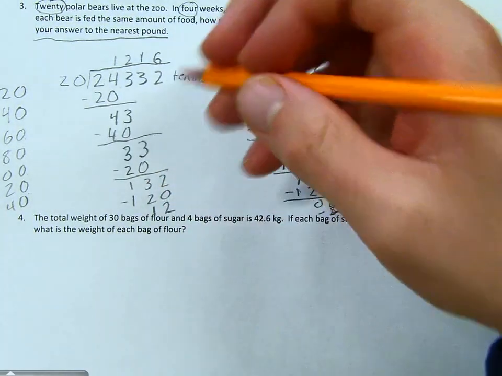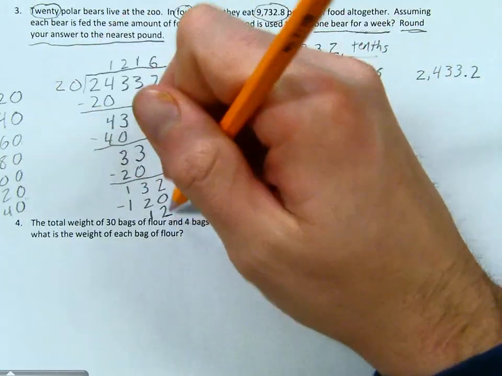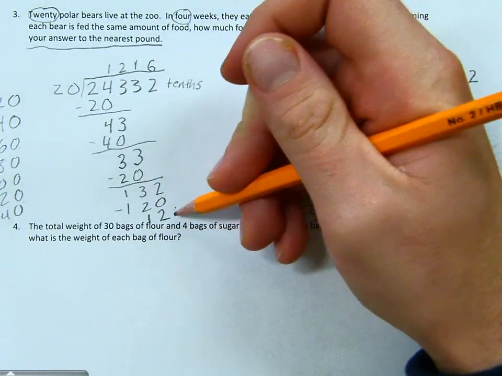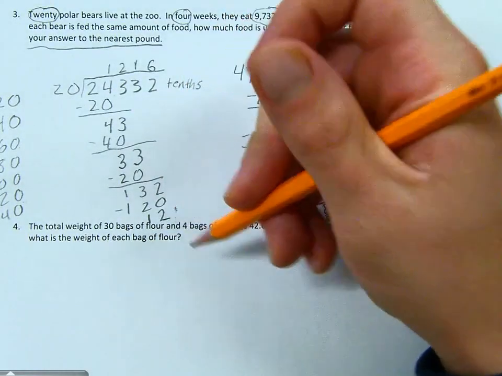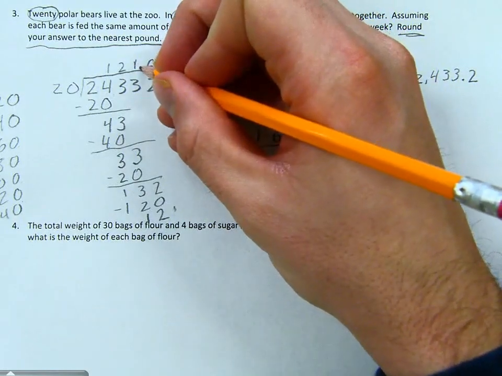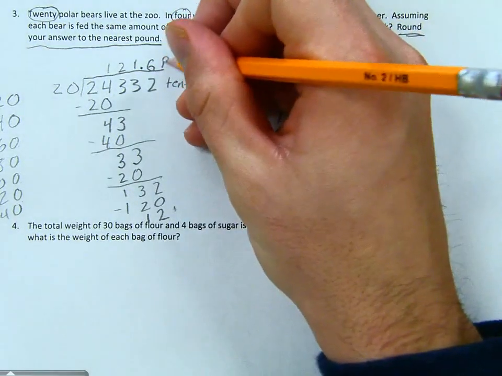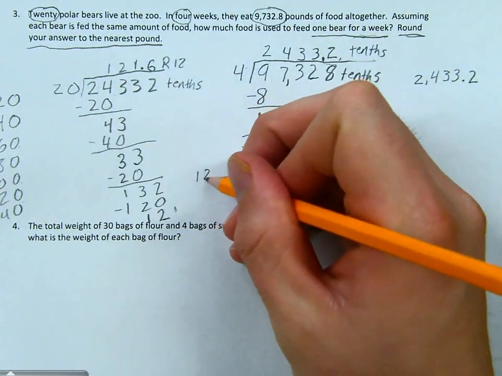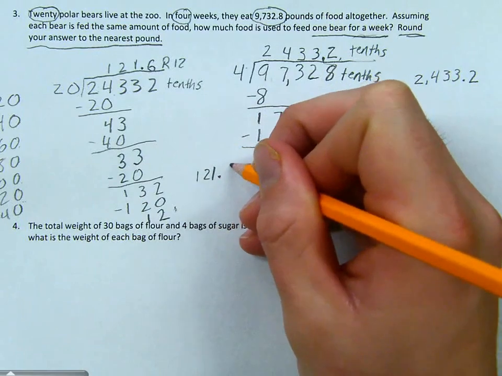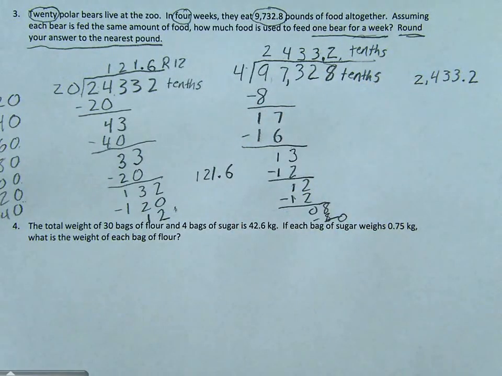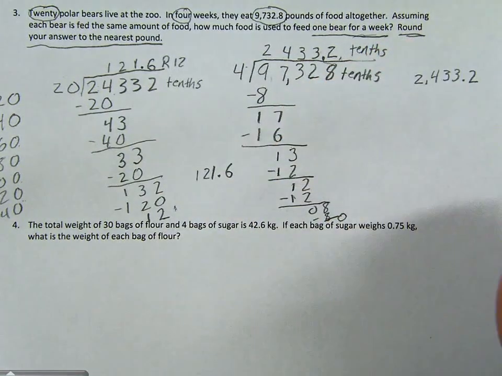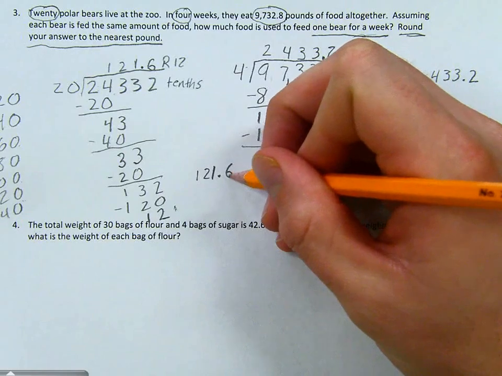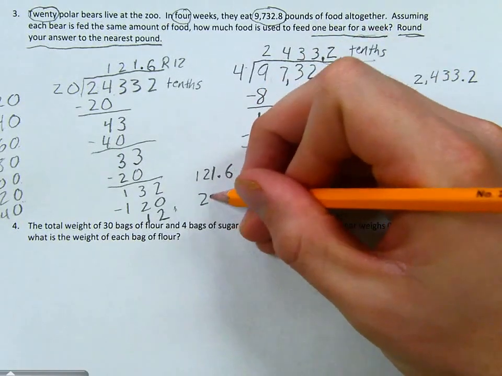And I could bring down another 0 if I wanted to. I could turn this to hundredths. But we're pretty close anyway. We're going to round to the nearest pound. So I could put a remainder here. I'll put a remainder 12. But if I have 121 and 6/10 of a pound, I need to round to the nearest pound. Well, 6 is going to round up, and it's going to give me 122.